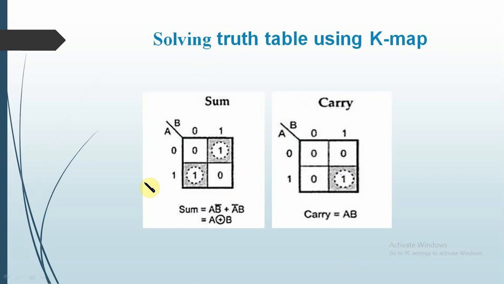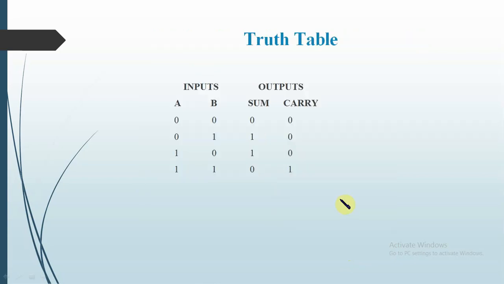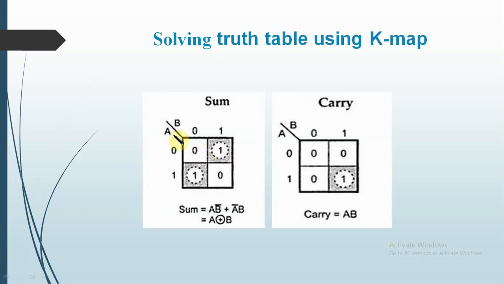Using that truth table, we put the values. A and B are the inputs. We first take the K-map for the sum and the second one is the K-map for the carry, and we put the values in the K-map. A and B are the inputs.